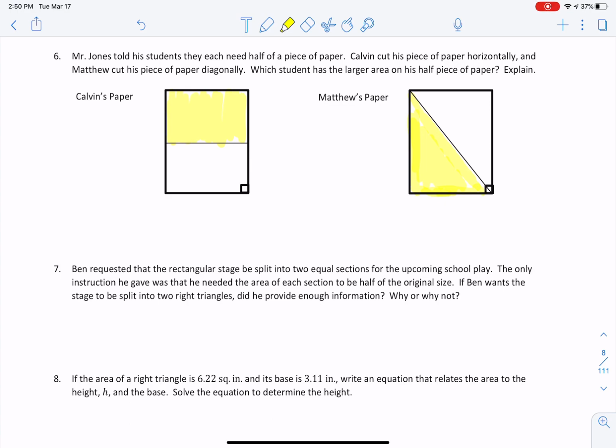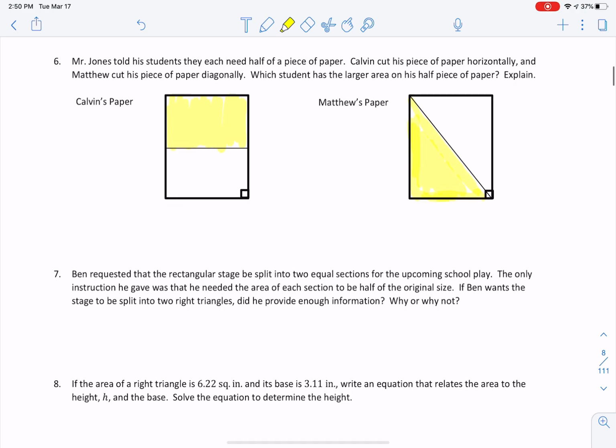If Ben wants the stage to be split into 2 right triangles, so we need to split it into 2 right triangles, did he provide enough information? What do you guys think?